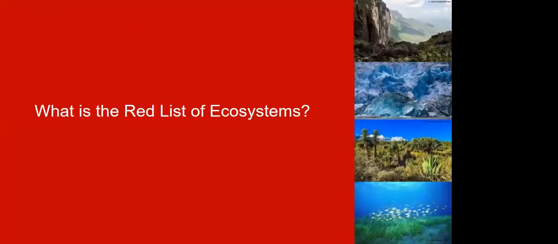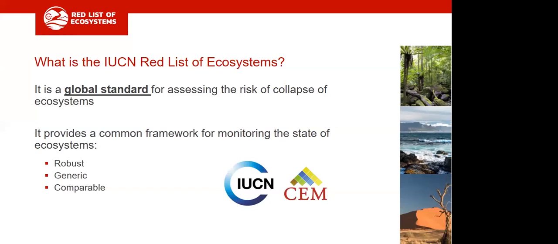So without further ado, what is the Red List of Ecosystems? It is a global standard for assessing the risk of collapse of the world's ecosystems, which was officially adopted by the IUCN's Council in May of 2014. So we are a fairly new initiative, only 6 years old officially.